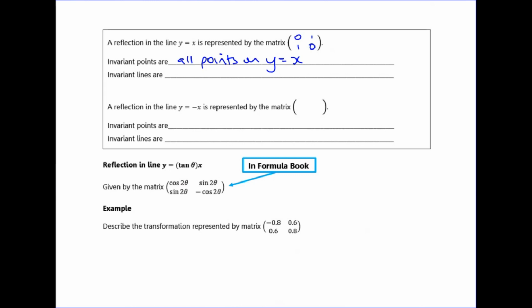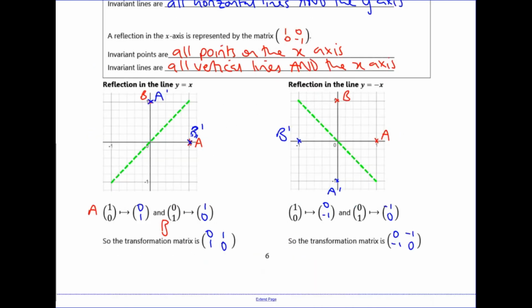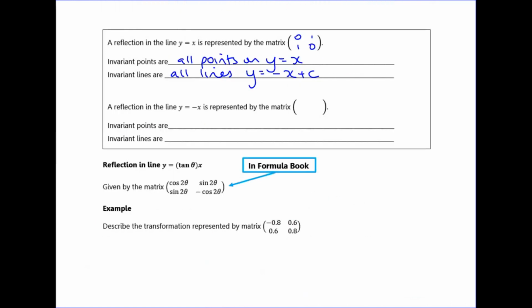Invariant lines is anything perpendicular to that. So invariant lines are all lines of the form y equals minus x plus c. So these are any line that has a gradient minus 1. This one, if you reflected it in that line, it will stay the same. Or this one here, or this one here. Any line that's got gradient minus 1 will get reflected to itself. Well, it doesn't matter where it crosses the y-axis, that's why I put plus c. All of those. And the line y equals x itself is a line of invariant points.